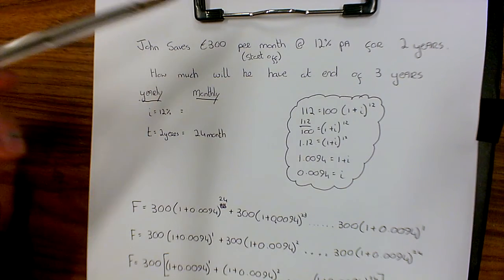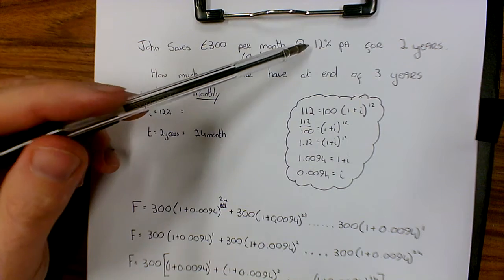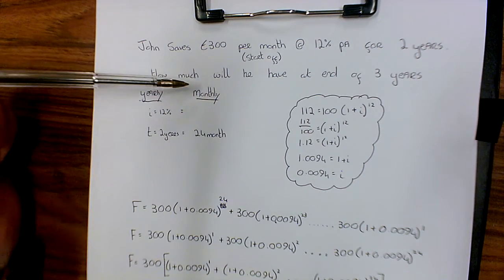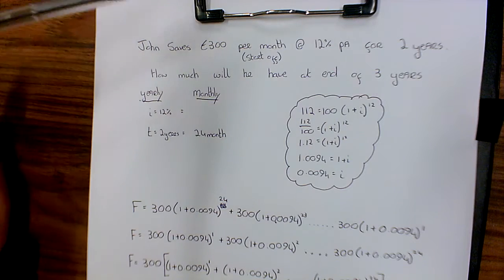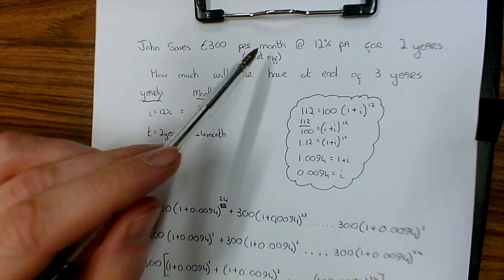Okay, Lucy, so here's one of the examples for you. John saves €300 per month at 12% per annum for 3 years. How much will he have at the end of 3 years? And I should just stress there, he saves it at the start of the month.